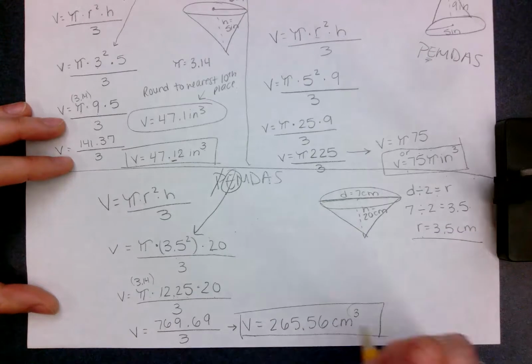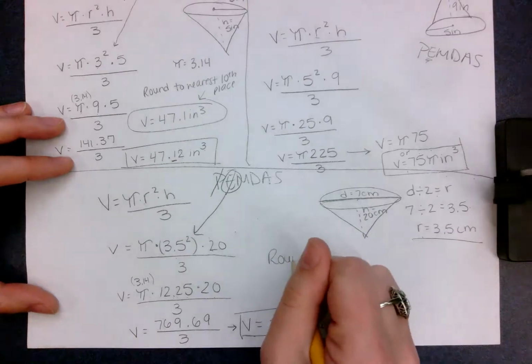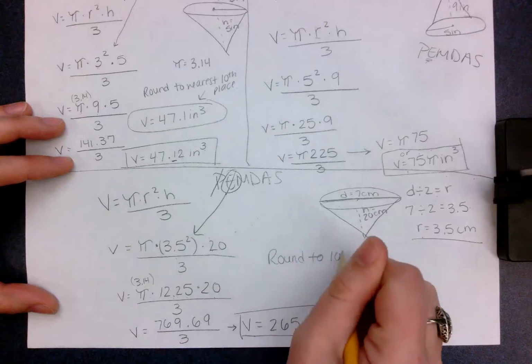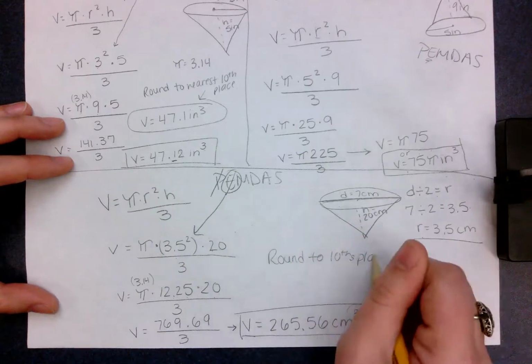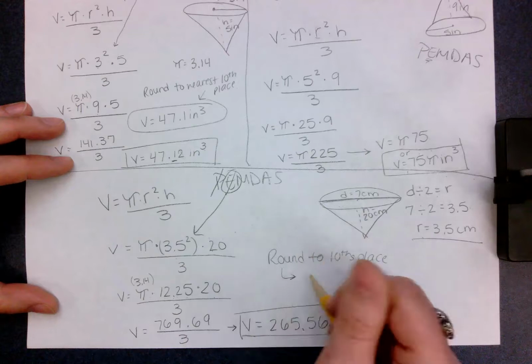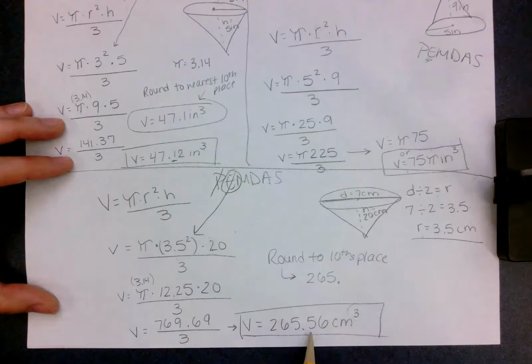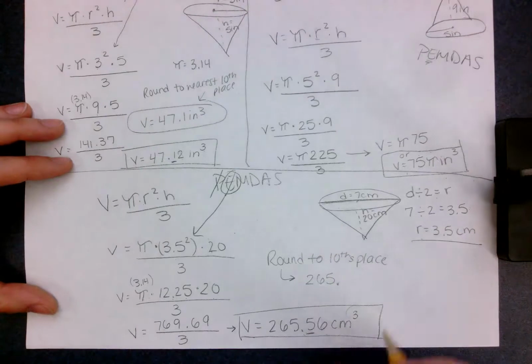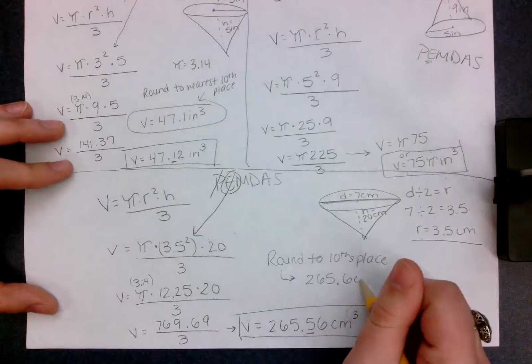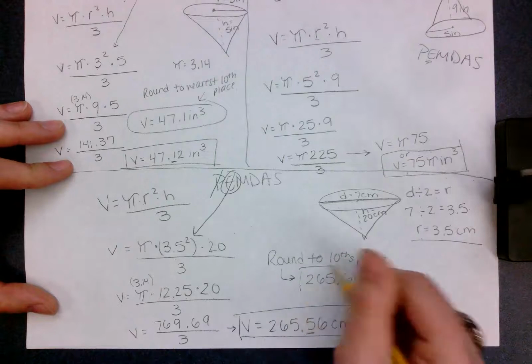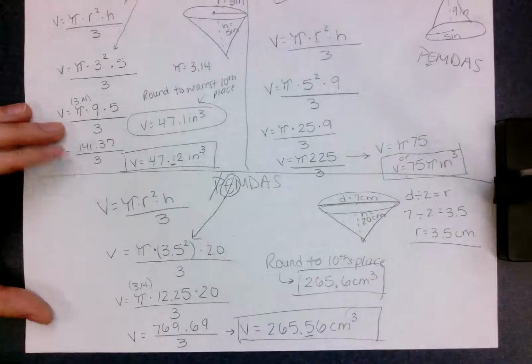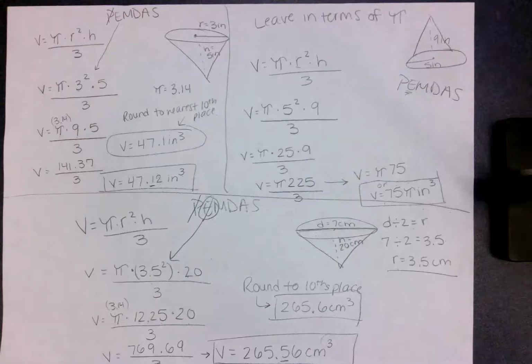And if you were to round to the nearest tenth, you would get 265 point. This is the place we're rounding. We look next door, 5 or above, give it a shove. So 5 shoves up to 6 centimeters to the third. And that's working with our formula for finding the volume of a cone.